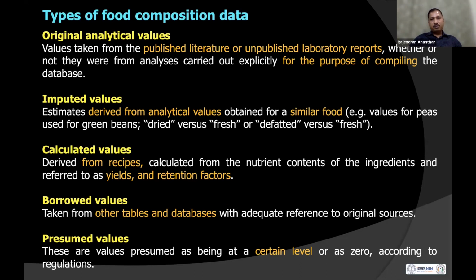And borrowed values: if we don't have the data, we can borrow from a neighboring country. For example, Bangladesh has borrowed our data, which is close to the western part of our data, so we have shared it. Similarly, Sri Lanka recently published their food composition tables, in the last week of November. We also shared some data which they don't have, for foods commonly consumed in both the southern part of India and Sri Lanka. Like this, we can borrow data.